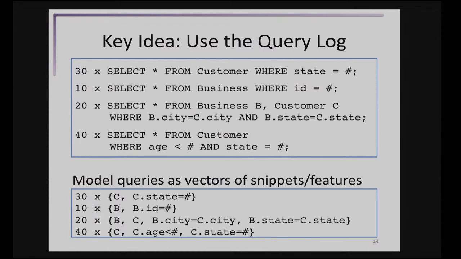We take this log, and each query in the log, we are going to represent as a feature vector, where each feature is a little bit a snippet of SQL. For example, the first query uses the customer table in the from clause. Well, that's a feature. It also has a predicate on state. Well, that's another feature. And we're going to transform this log into basically feature vectors. What we can do next is organize all these queries into a workload DAG.